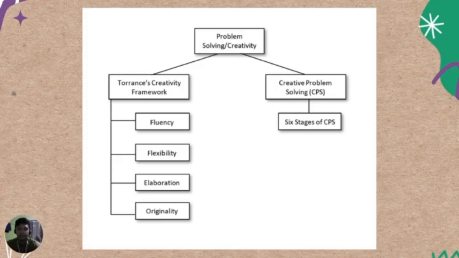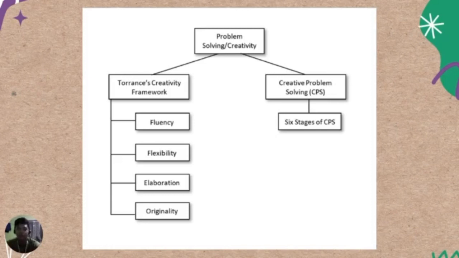Okay. So here is the model for problem solving and creativity, which is divided into two components: the Torrance creativity framework and creative problem solving. For the Torrance creativity framework, we have fluency, flexibility, elaboration, and originality.